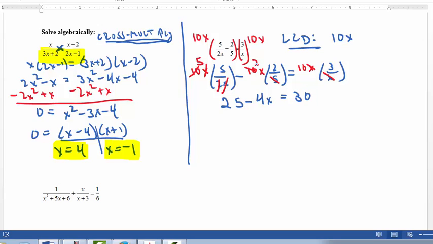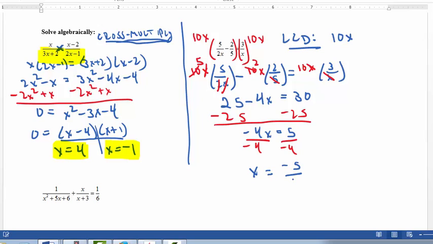So now you have a very simple linear equation that you would solve just by subtracting 25 and then dividing by negative 4. So what you have is x equals negative 5/4. And again, is negative 5/4 going to make one of those denominators 0? No, only 0 is going to make one of those denominators 0. So negative 5/4 is a valid solution.